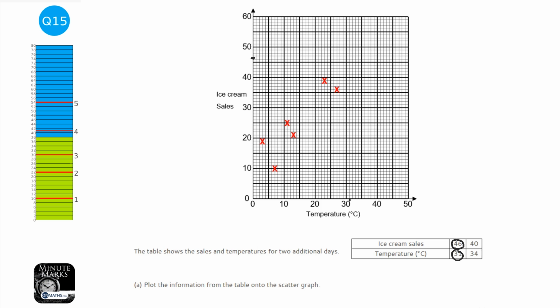So we're looking about, let's have a look, about here. Okay, next one, ice cream sales 40, which is here on the scale, and temperature 34, which is here. So we've just got to be careful, and it's about there. So those are the two plots that we want to take.